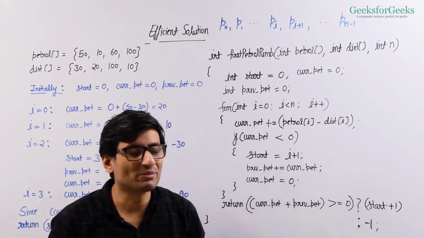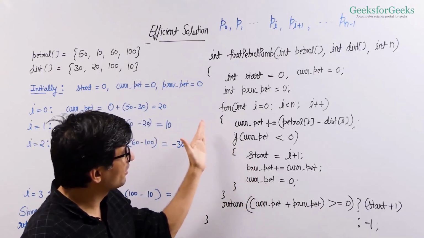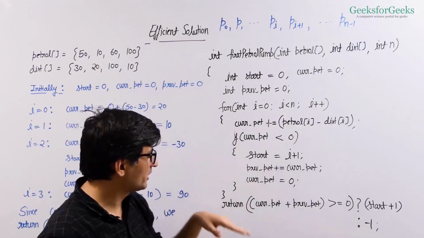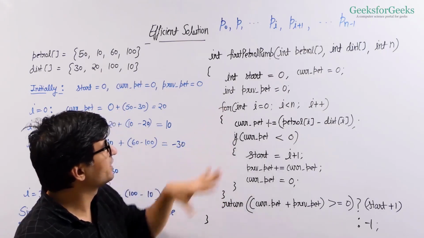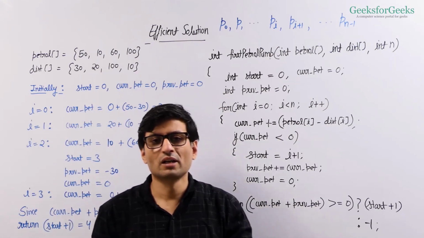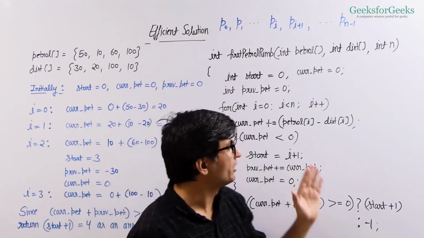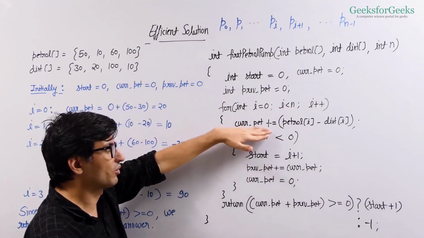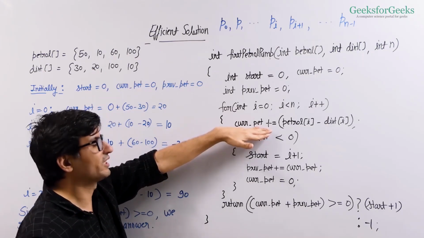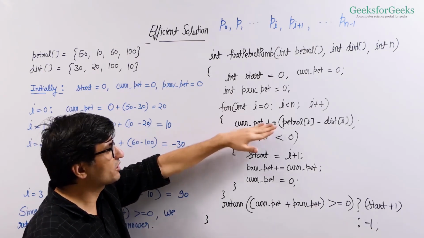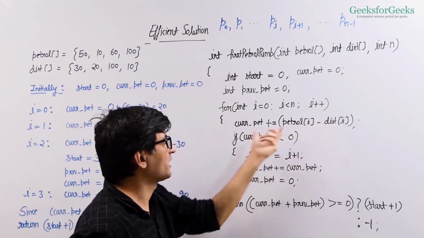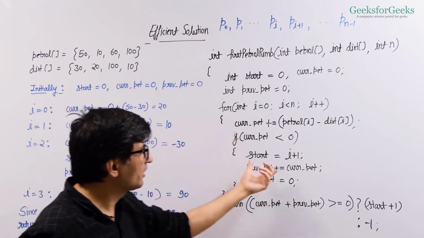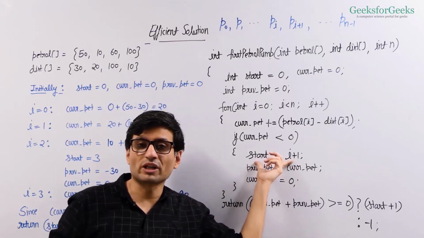You can notice this implementation. We have a simple traversal of our petrol and distance arrays from 0 to n minus 1, and then we have a simple return statement. It's a very simple implementation, and it uses the same idea. We traverse the arrays from 0 to n minus 1. We compute the current petrol using the same way as we did in the naive approach. Petrol i minus distance i is added to the current petrol. Now if the current petrol becomes negative, here we are setting the start equal to i plus 1.